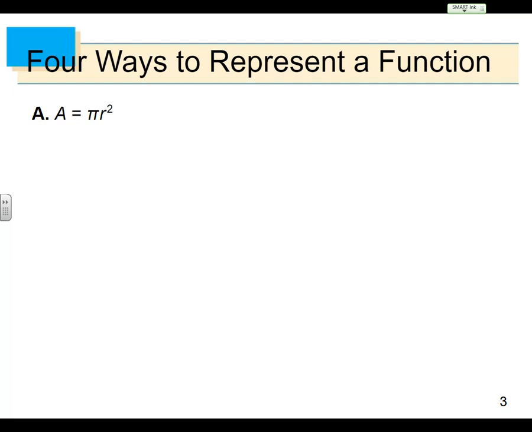Okay, this is the first way. This is A equals pi r squared. We know that this is the area of a circle. And so I would say that this is being represented algebraically. We're just looking at it just being something that we did last year in pre-calculus that was very algebraic.